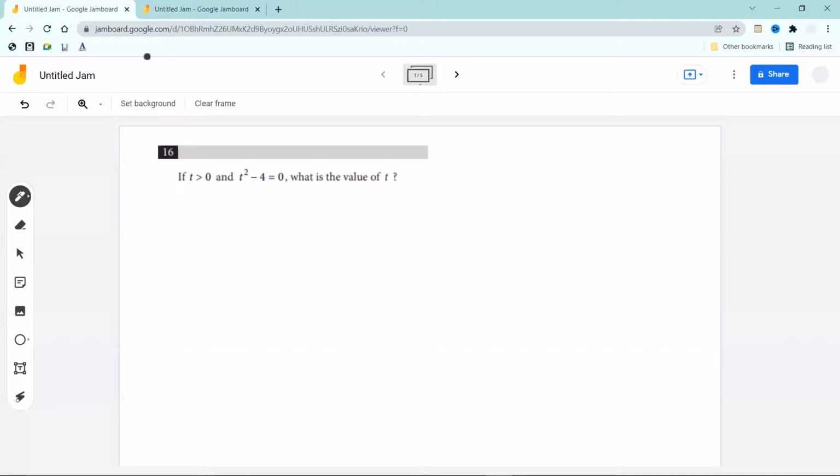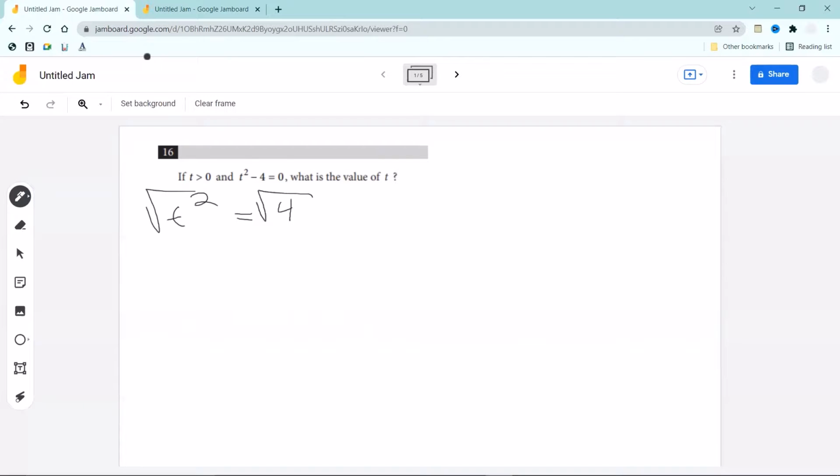16 says, if t is greater than 0 and t squared minus 4 is equal to 0, okay, so we have an equation here. What is the value of t? So the first step I would do is, let's go ahead and solve this. Okay, t squared minus 4 is equal to 0. So that means t squared is equal to 4, right? And okay, so I can take the square root of both sides, right?